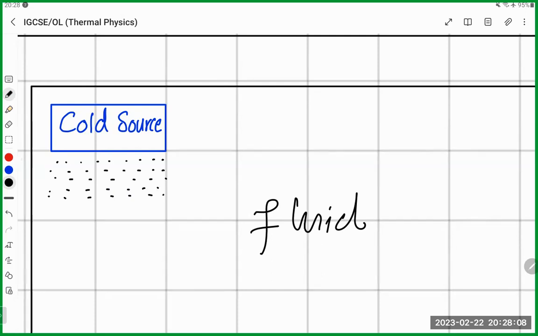So this part of the fluid will give its heat energy to the source. So source will take heat energy from the nearby fluid. This fluid will become colder. Okay, what will happen if something becomes cool? Kinetic energy decreases. Yes, speed of the molecule decreases.